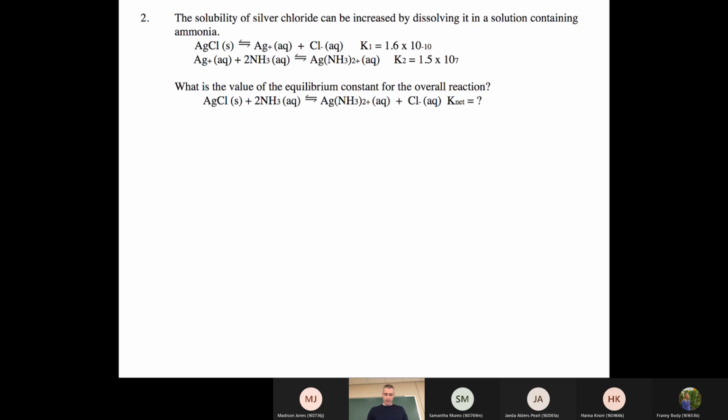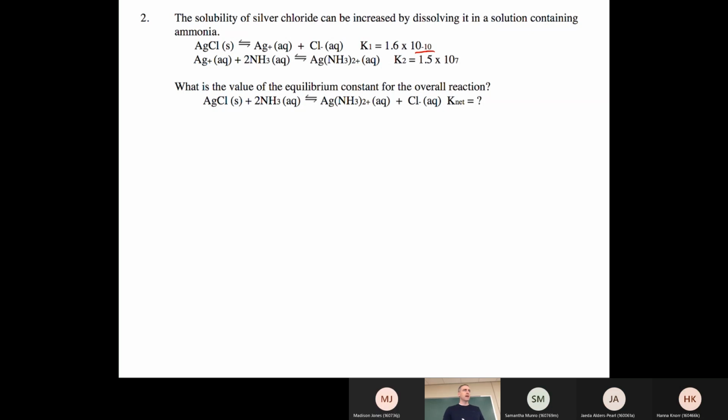Solubility of silver chloride can be increased by dissolving it in a solution containing ammonia. So the first one is showing silver chloride in equilibrium with its ions with a super small KSP. The second one shows silver plus reacting with ammonia. So what that's doing is it's basically removing the Ag plus from the above equilibrium, causing that equilibrium to shift to the right. It wants to know what's the equilibrium constant for the overall reaction.